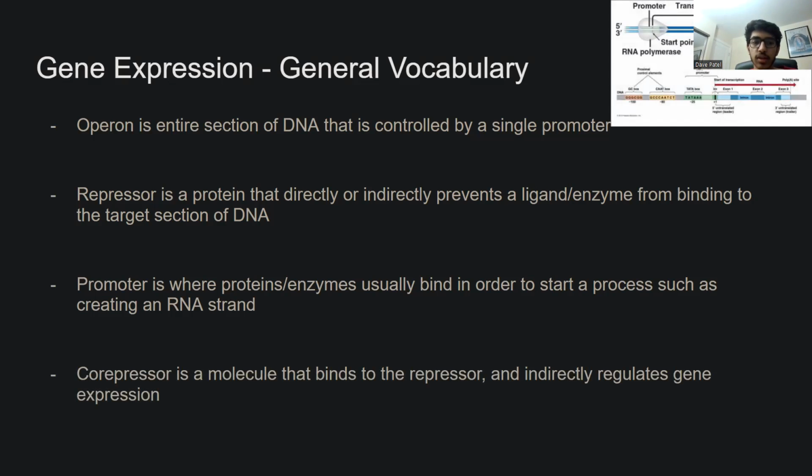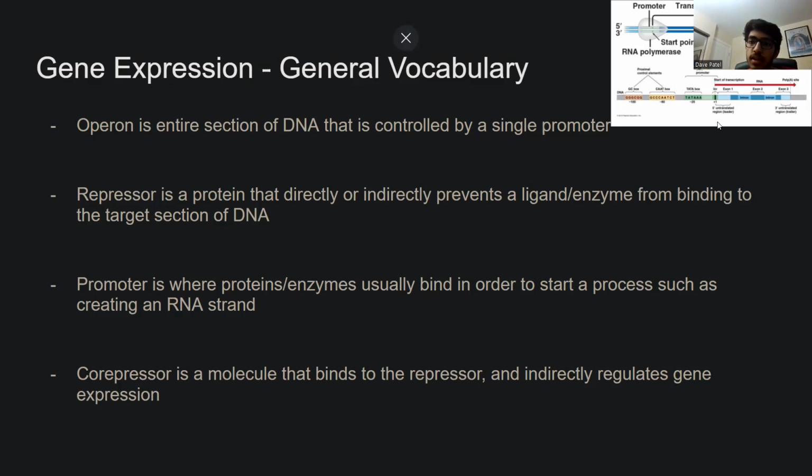And then you have something called a co-repressor. A co-repressor is a molecule that binds to the repressor and indirectly regulates gene expression. What I mean by indirectly is that the co-repressor binds to the repressor, and the repressor is going to prevent the expression of the gene.